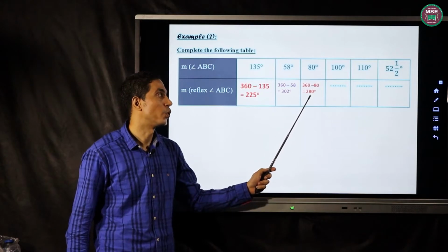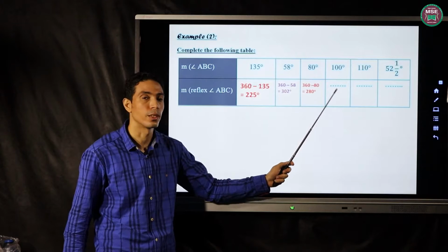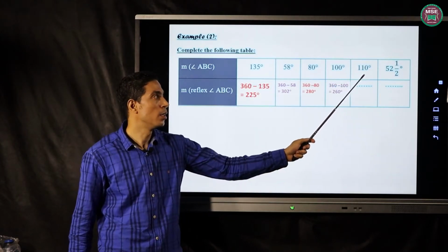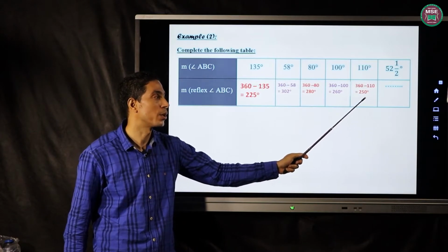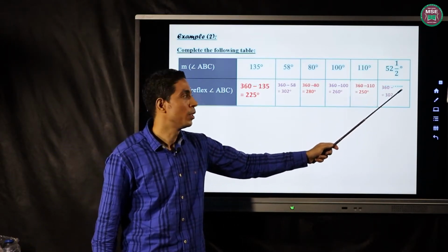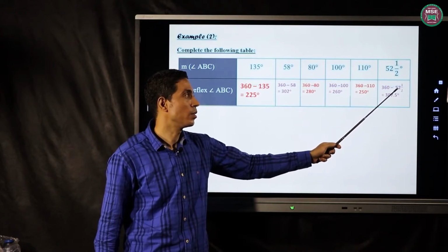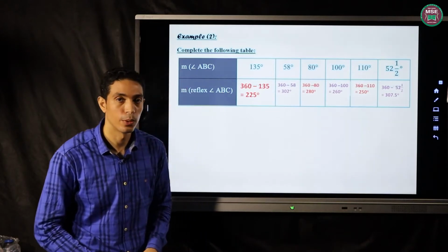360 minus 80 will equal 280 degrees. The reflex of 100, 360 minus 100 equals 260. Reflex of 110 degrees, 360 minus 110 equals 250. And the reflex of 52 and a half, or 52.5, we subtract from 360. 360 minus 52 and a half will equal 307.5.